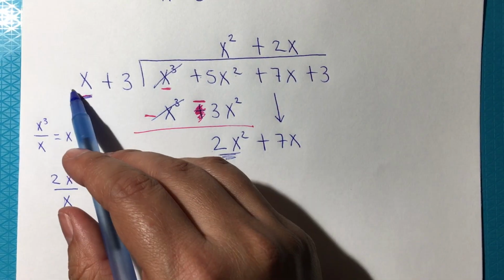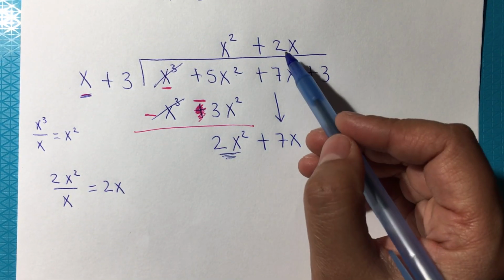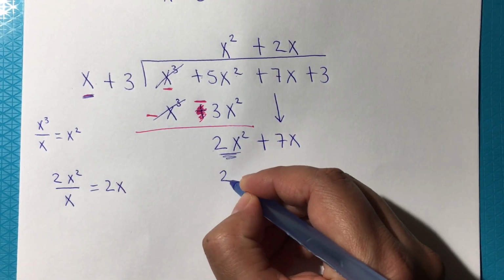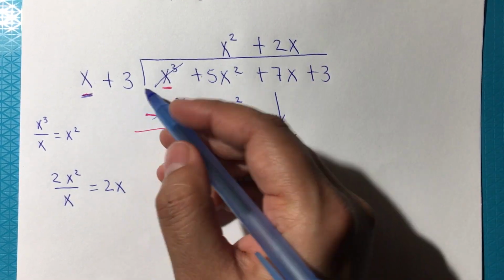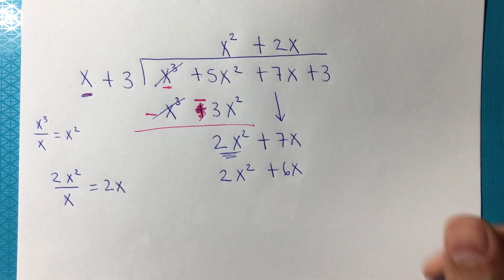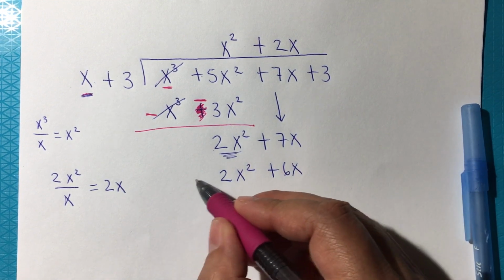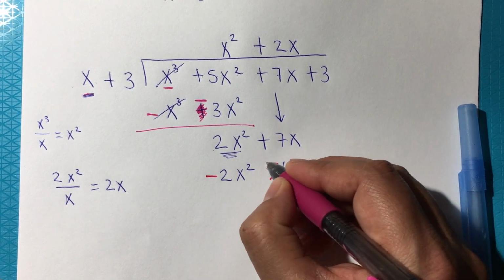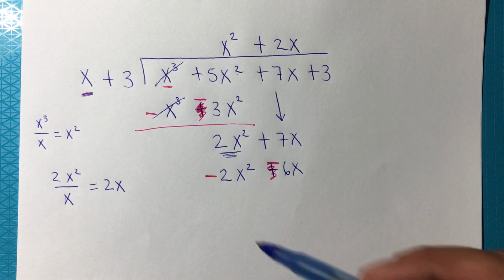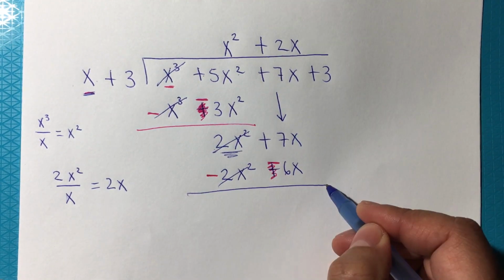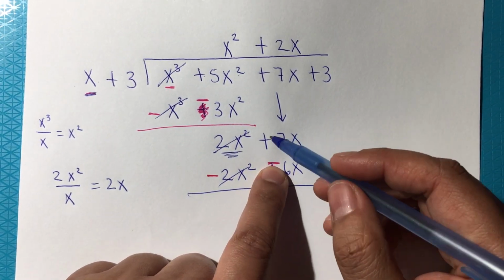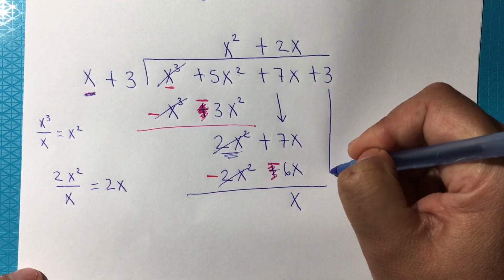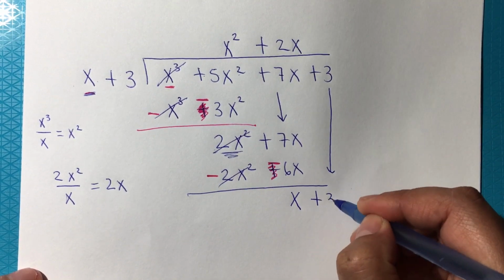And it's positive because positive divided by positive gives me a positive. Now I start multiplying 2x times both of these terms. 2x times x is 2x squared. 2x times 3 is 6x. But again, remember we subtract, so this changes to negative and this changes to negative. These cancel. And in here, again, this is negative, so positive 7x and negative 6x is just x. Bring down the last term, so plus 3.